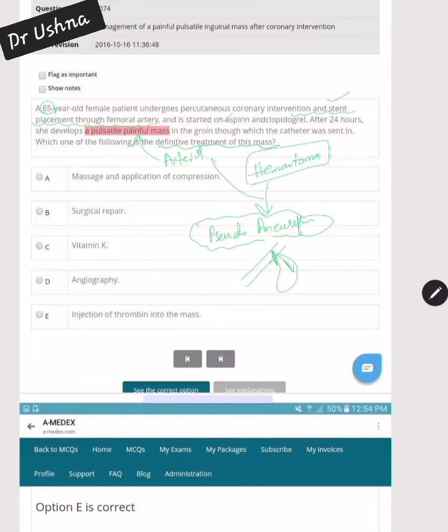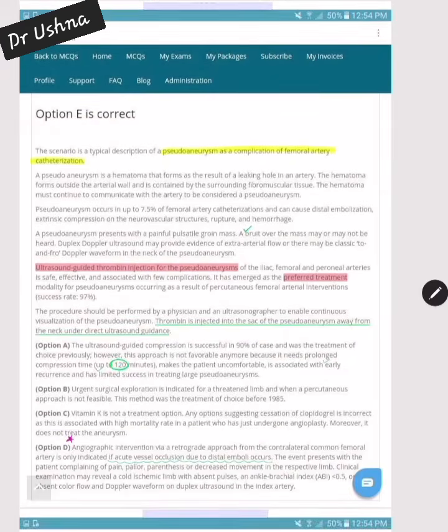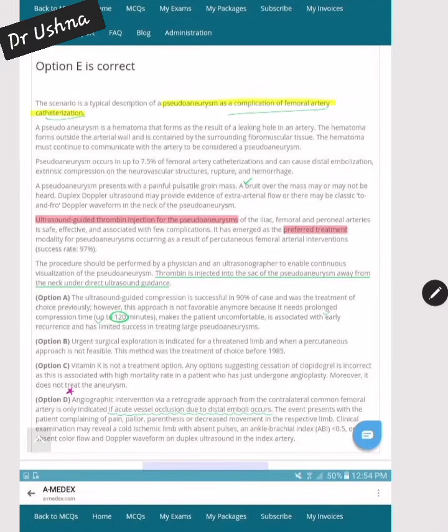Whenever we are finding a pseudoaneurysm, we have to break down that aneurysm. So injection of thrombin into the mass is the right option here. The scenario is a typical description of a pseudoaneurysm as a complication of femoral artery catheterization. A pseudoaneurysm is a hematoma that forms as a result of leakage of a hole in the artery, and the hematoma forms outside the arterial wall, contained by the surrounding fibromuscular tissue, and it is communicating with the artery. So it is a pseudoaneurysm.